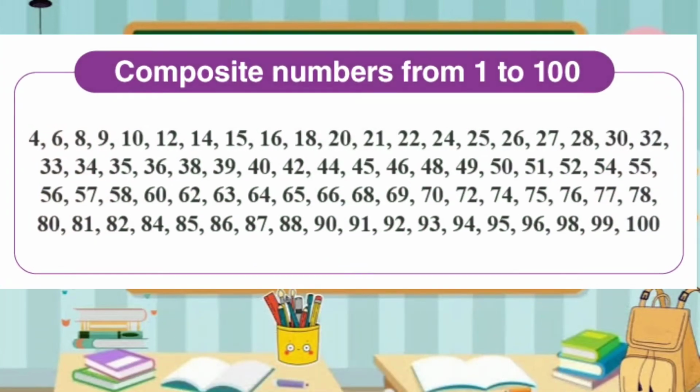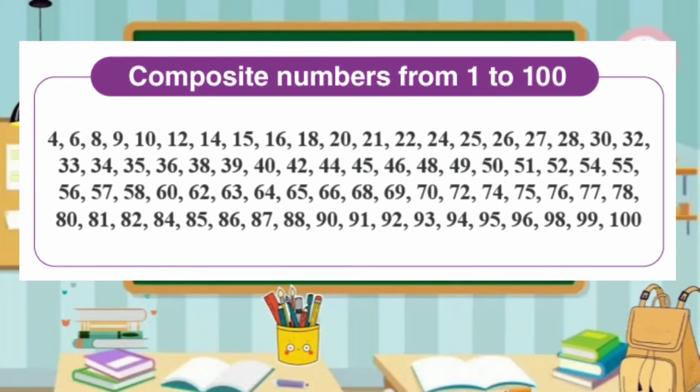So that's all for today. And to end this lesson, these are the composite numbers from 1 to 100. And I want you to choose 5 composite numbers and try to get the factors of the composite numbers that you've chosen.